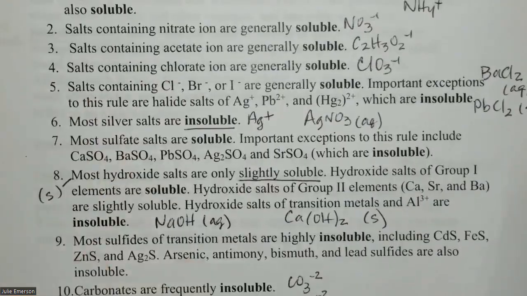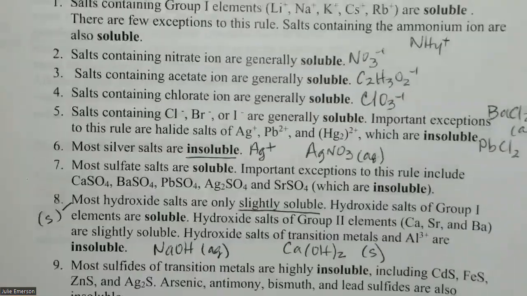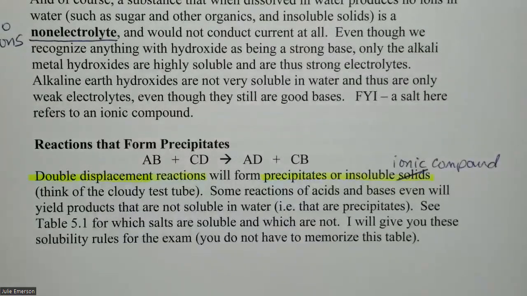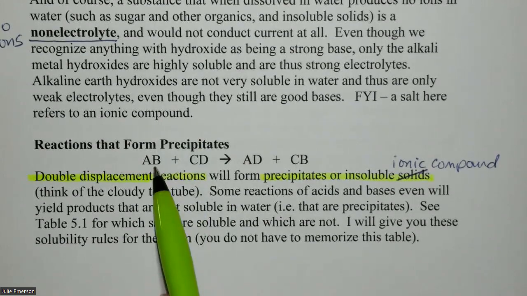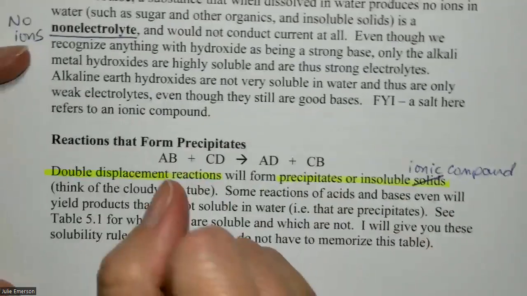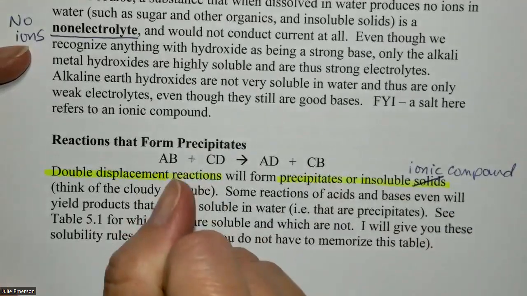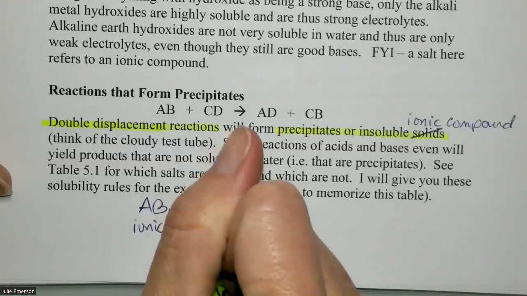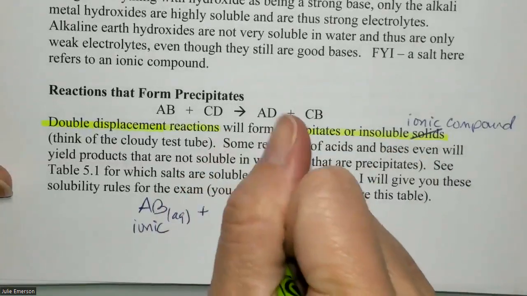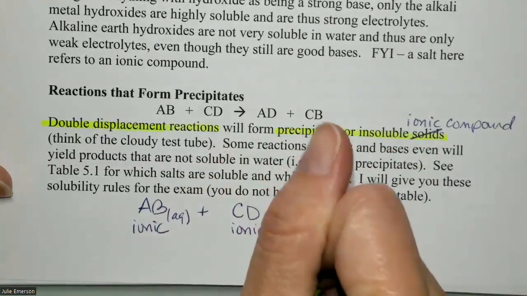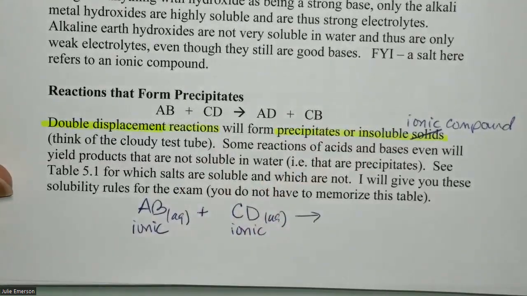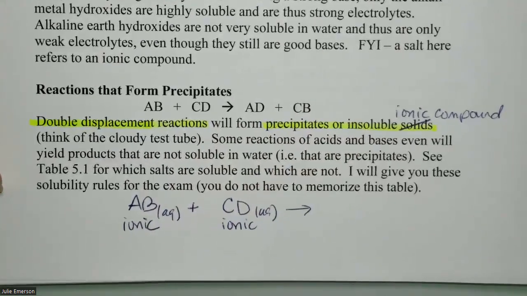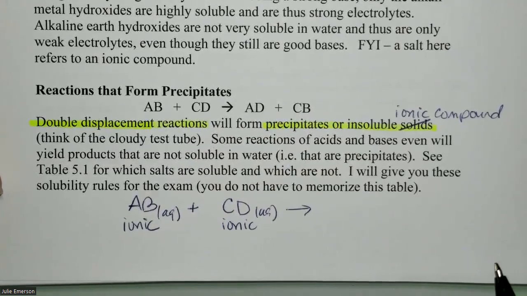So I'm going to be coming back to this rather than going through the whole thing right now. We're going to use it as we go through our double displacement reactions. But what happens with double displacement is you have AB, where AB is some kind of ionic compound dissolved in water, and you're reacting it with CD, which is another ionic compound dissolved in water. So basically you're mixing two solutions together. What products would you predict?